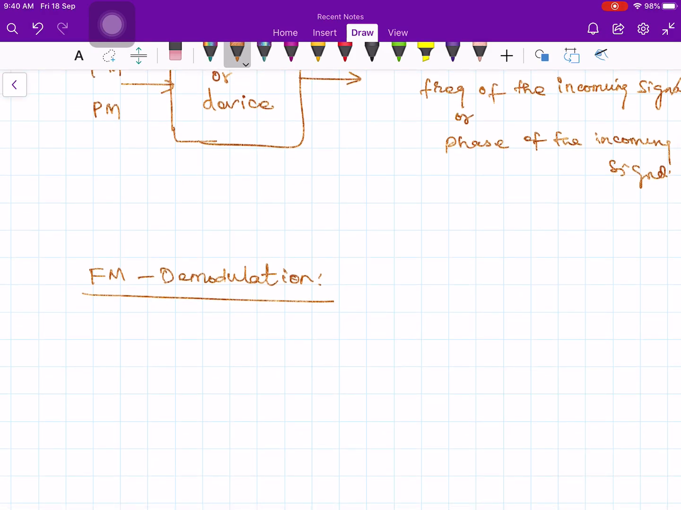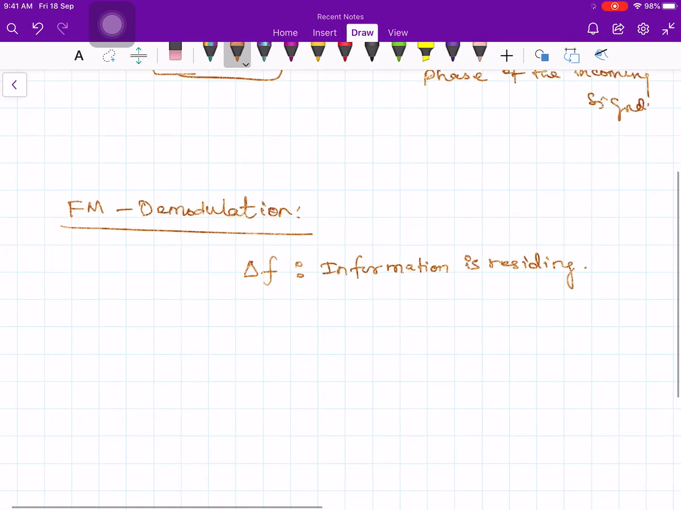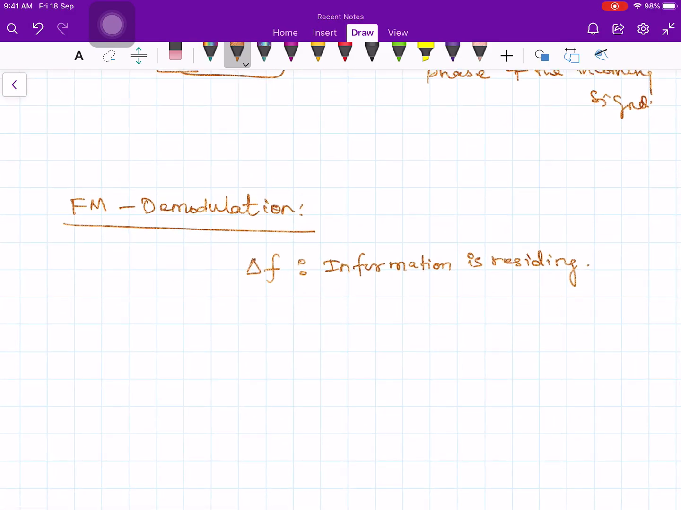Basically, it requires a circuit which gives an output proportional to the frequency deviation of the input, right? After all, where is the information residing in an FM signal? In an FM signal, the information is residing in the frequency deviation delta f. As the instantaneous input frequency varies, the output of the device or circuit varies accordingly, right?